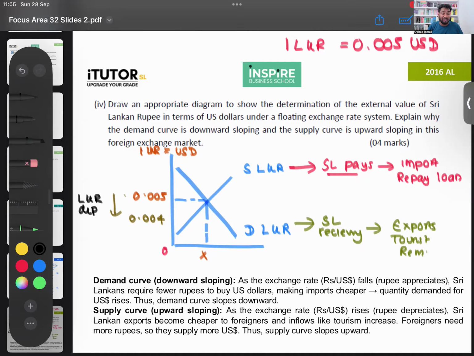So they love to buy our exports now. So they are buying. Now they will demand more LKR, right? So that is why when this comes down, can you see the quantity demanded is going up?